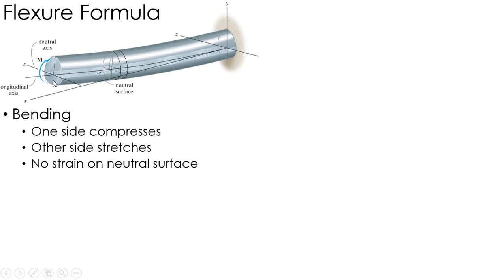Now, there is a point on that axis where there's actually no strain going on. We call that the neutral surface, which is in line with the neutral axis if you look at the cross section of the beam. And again, no strain is going on there. One side will always be in compression. One side will always be in tension.